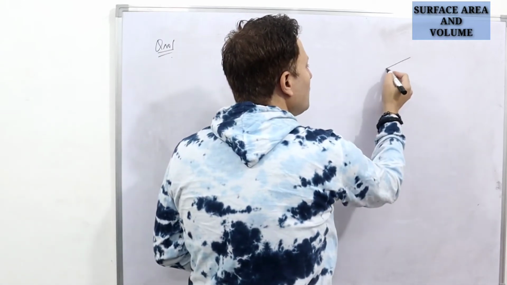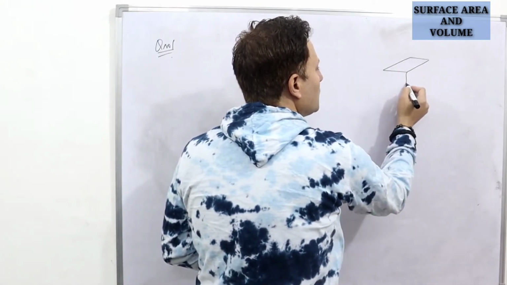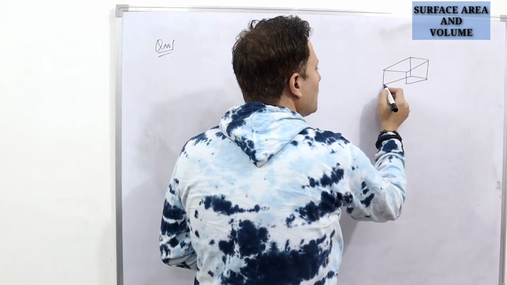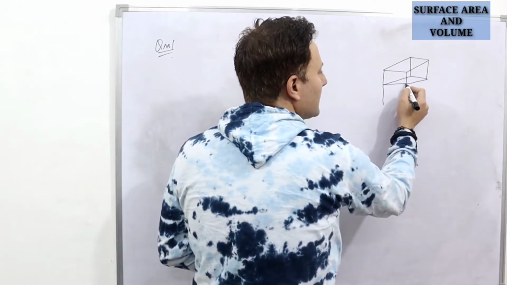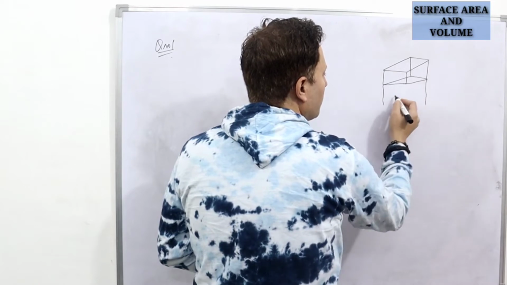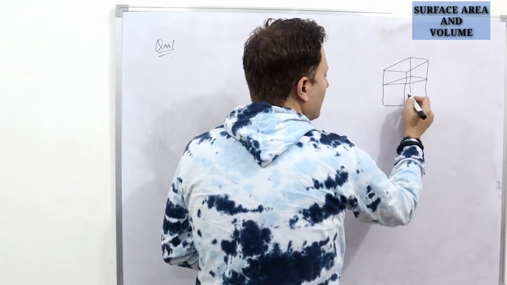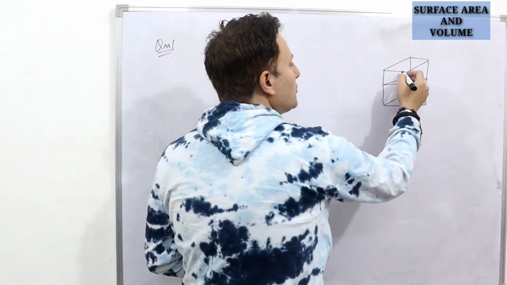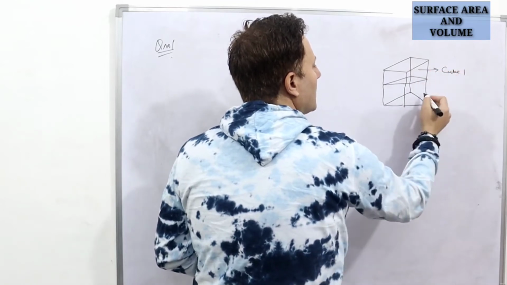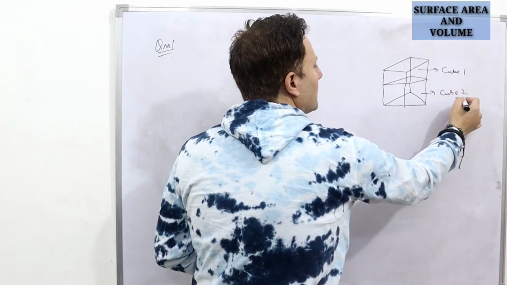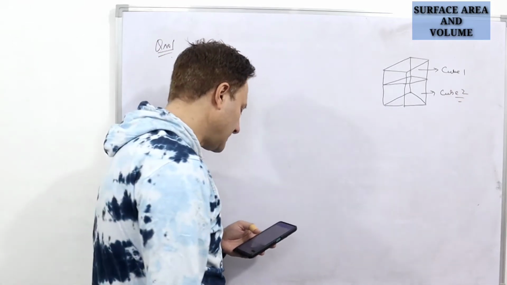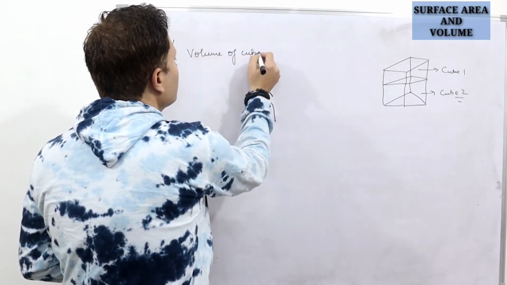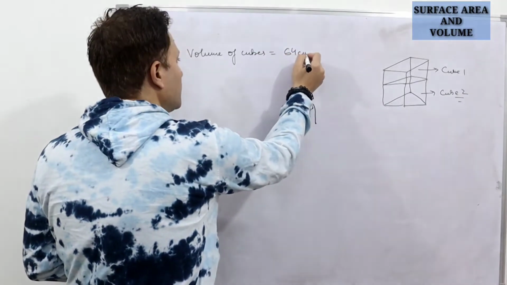Now, what are we talking about? We have two cubes. So let's make the cubes. If this is one cube, we have another cube just like the same, and they are joined end to end. Both the cubes, this is cube 1 and this is cube 2. Okay, so now what does it say? It says that volume of cubes is equal to 64 centimeter cube.